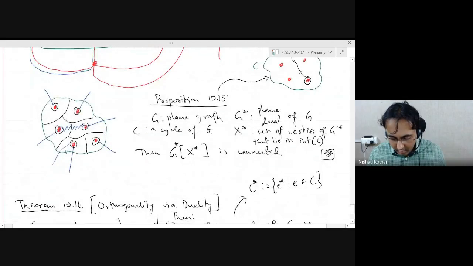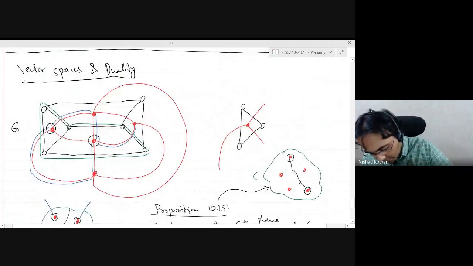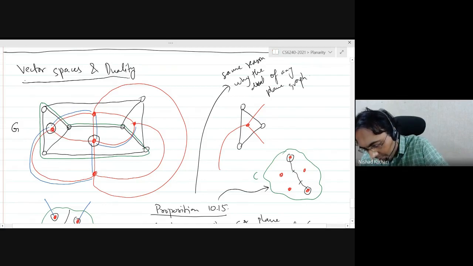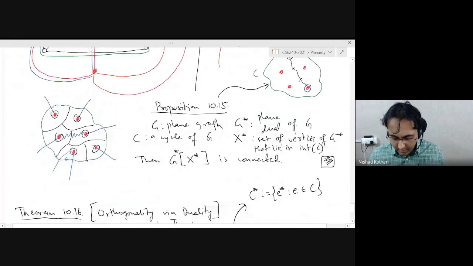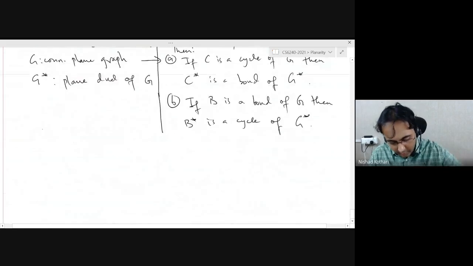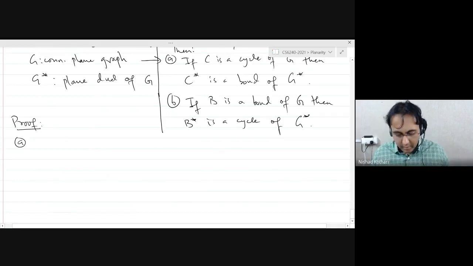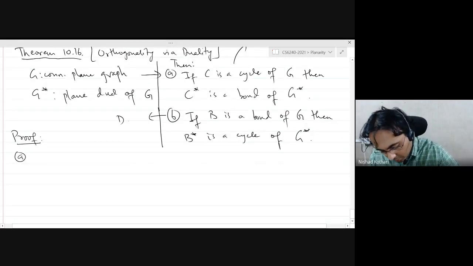And I'll just make a note here. It's the same reason why the dual of any plane graph is connected. Okay, good. And now we can proceed to prove part A of this theorem. And part B, I'll just leave it to you, or I'll put it on the assignment.